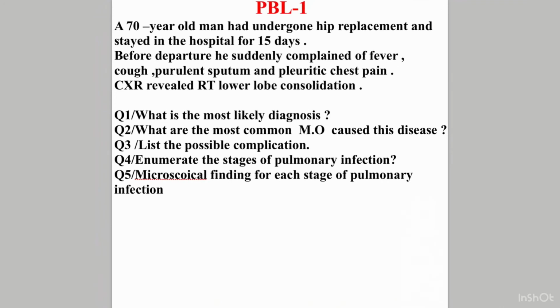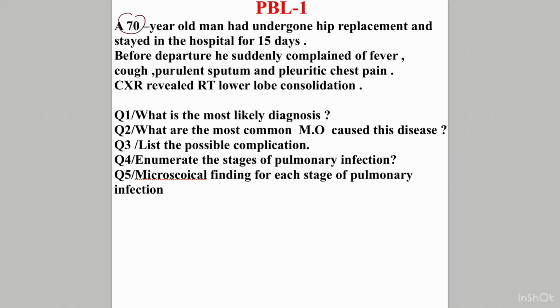Regarding this case, we have a 70-year-old man who had undergone hip replacement and stayed in the hospital for 15 days. Before departure, he suddenly complained of fever, cough, purulent sputum, and pleuritic chest pain. Chest X-ray revealed right lower lobe consolidation. What is the most likely diagnosis?